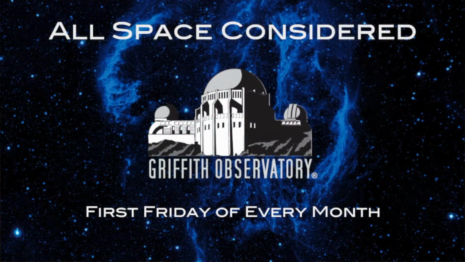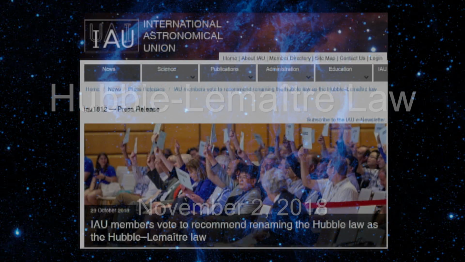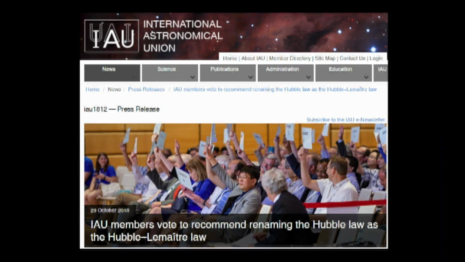High Redshift Universe. The IAU, the same organization that voted to change the categories of our solar system objects and created the dwarf planet, well, they just voted, and I voted on this myself, to rename the Hubble Law to the Hubble-Lemaitre Law. And I'm going to tell you what that's all about a little bit here. First of all, what is the Hubble Law?